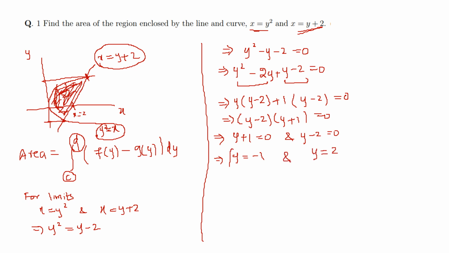So this is our lower limit for the integration, and this is the upper limit of integration. So let's find out the area, and the area A equals the integration. Now the value of c is, this is c and this is d. Value of c is minus 1, that is the lower limit, and value of d is 2, that is the upper limit. f of y is, let's say, y square, and g of y is y plus 2.